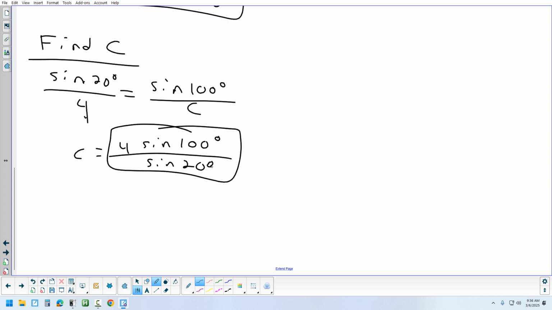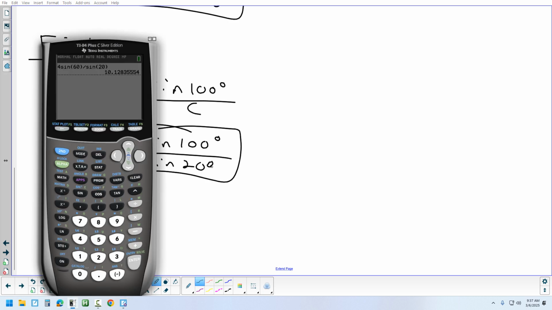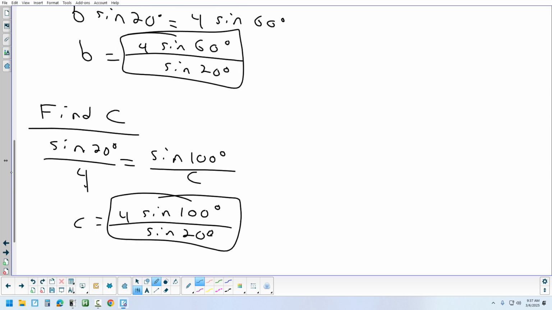Don't try to do anything fancy and say, oh, 100 divided by 20 is 5, I'll just do the sine of 5. No, you have to type it in just the way you see it. So 4 sine 100 divided by sine 20. That gives 11.57, or 11.51. Yep.